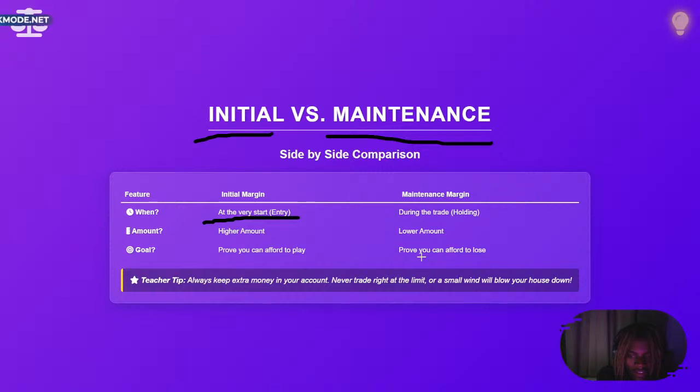So always keep extra money in your account. Never trade right at the limit, or a small loss will blow your house down. Just please do not do that. And then maintenance margin is going to be during the trade.